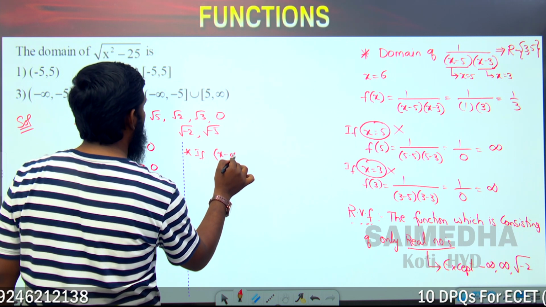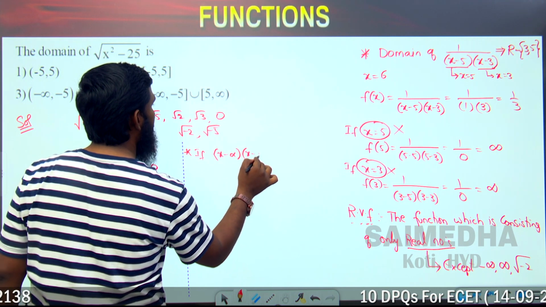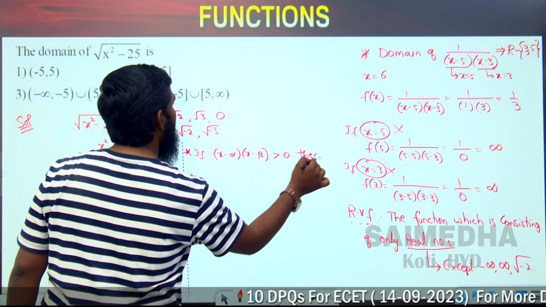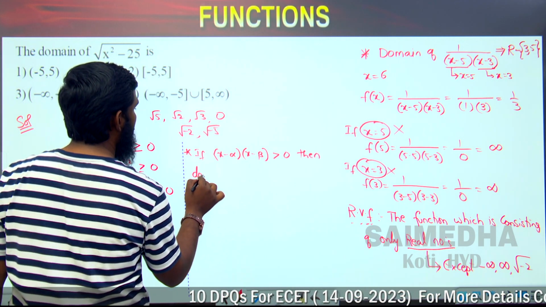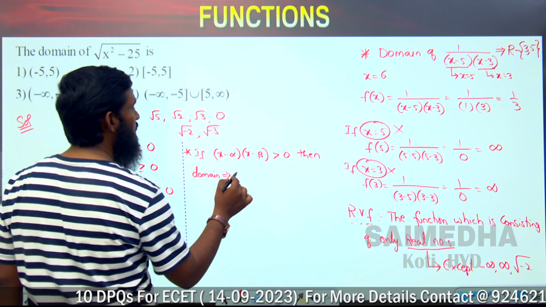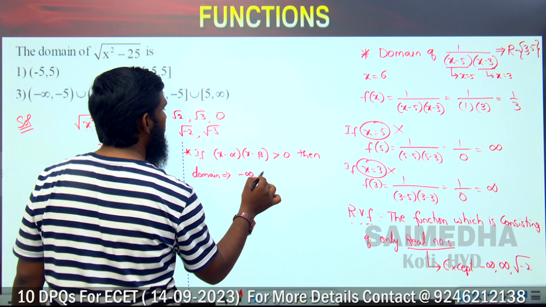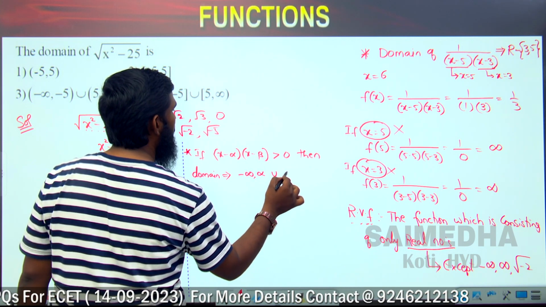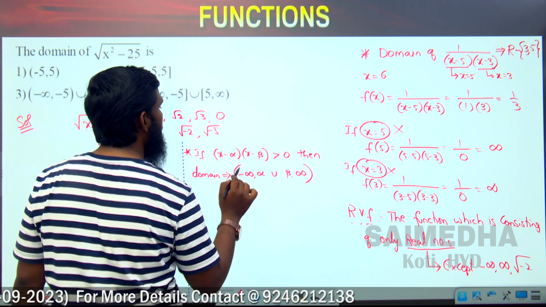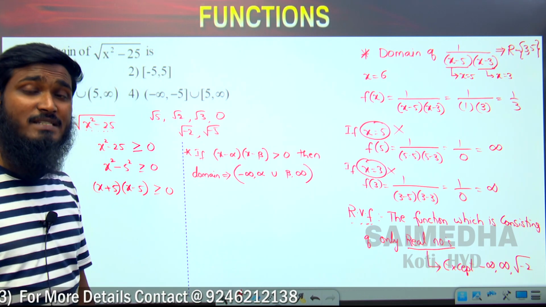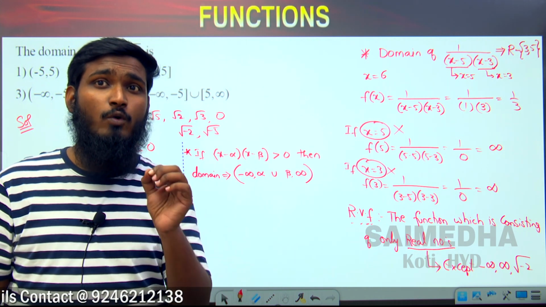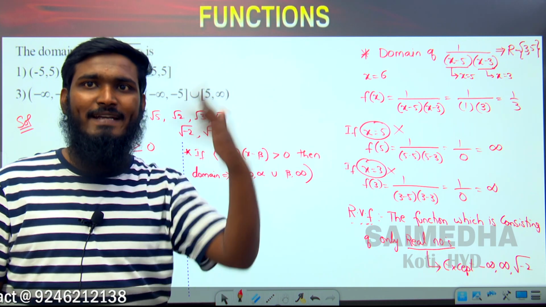If x minus alpha into x minus beta is greater than 0, then the domain will be minus infinity comma alpha union beta comma plus infinity, with round brackets at minus infinity and plus infinity. Compulsory we have to. Now what is the meaning of round bracket over here? Round bracket means excluding. We are not taking that part.